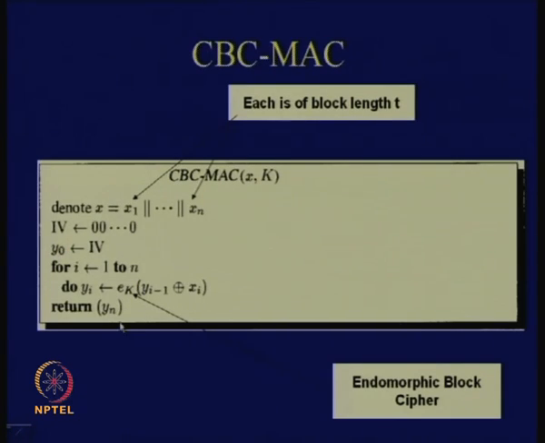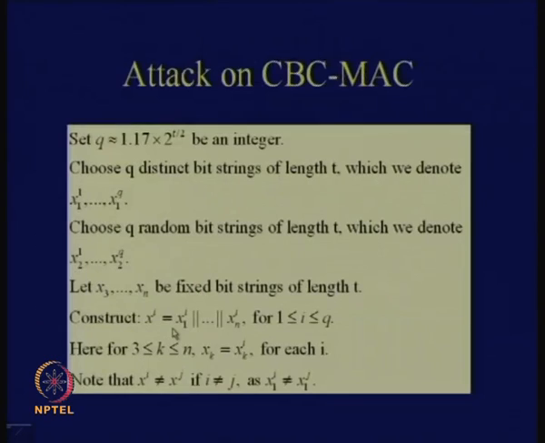We will consider one attack against this particular CBC-MAC construction. The attack works like this. Suppose you take q approximately equal to 1.17 times 2 to the power t/2, the closest integer to this value. Why have we taken this? Any ideas? Do you remember this value 1.17? Yes, we obtained it from the birthday paradox.